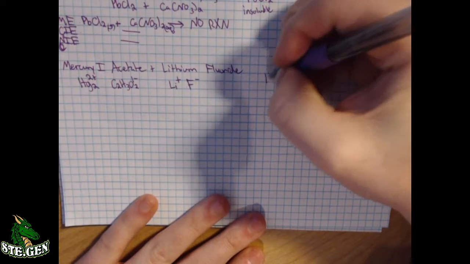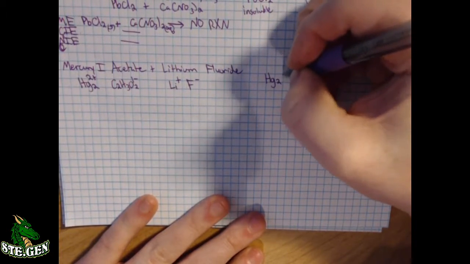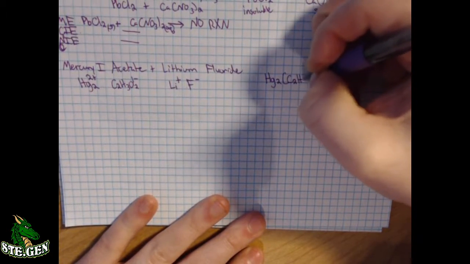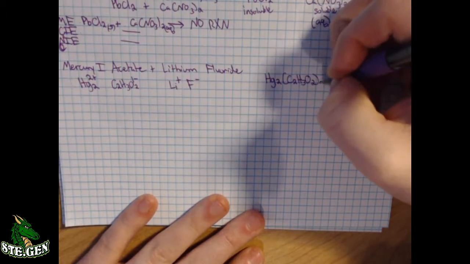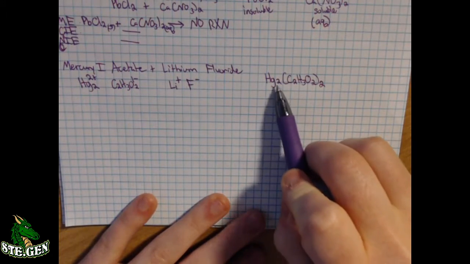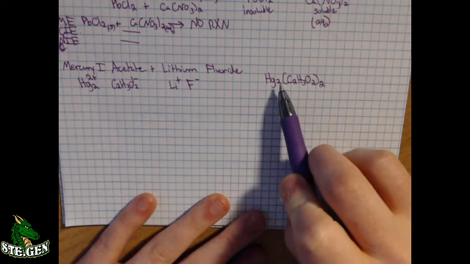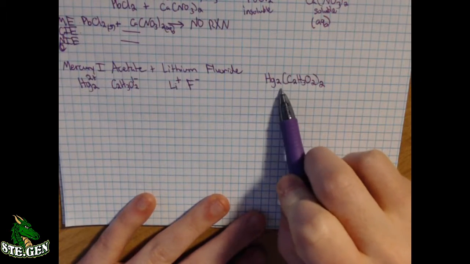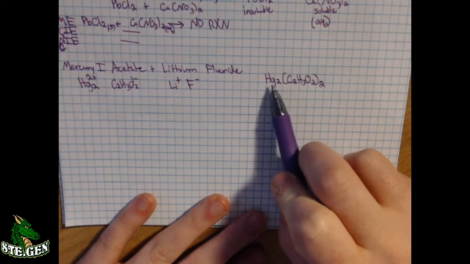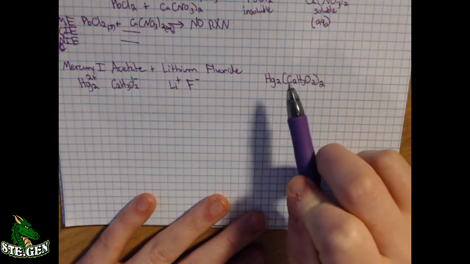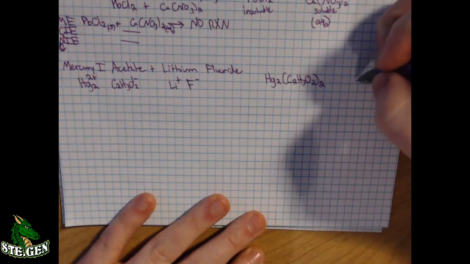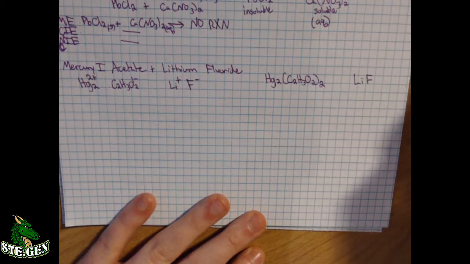We'll get Hg2(C2H3O2)2, which normally you would think you could reduce, but since this is a polyatomic, you can't reduce inside the polyatomics. Again, it's weird because it's just Hg2, but you cannot reduce it. And then over here we'll have LiF, lithium fluoride.